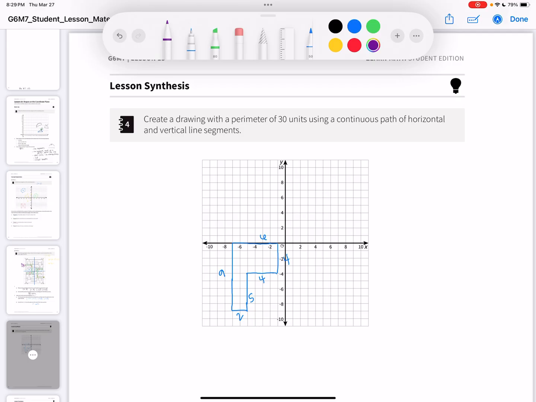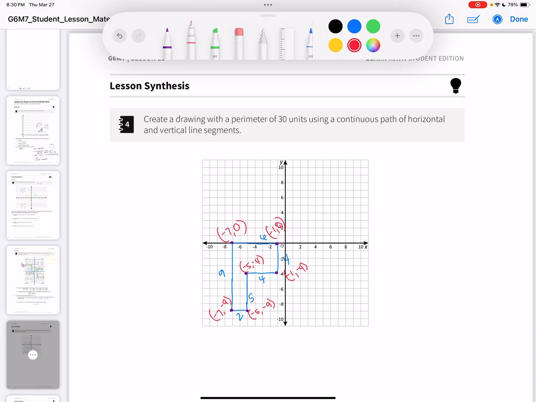So let's look at what these coordinates are, though, right here. Because we're working in coordinates, so let's plot them out. So this would be -1, 0. This would be -1, 1, 2, 3, 4, -4. This one would be -5, -4. This one would be -5, -9. This one would be -7, -9. And this one would be -7, 0.